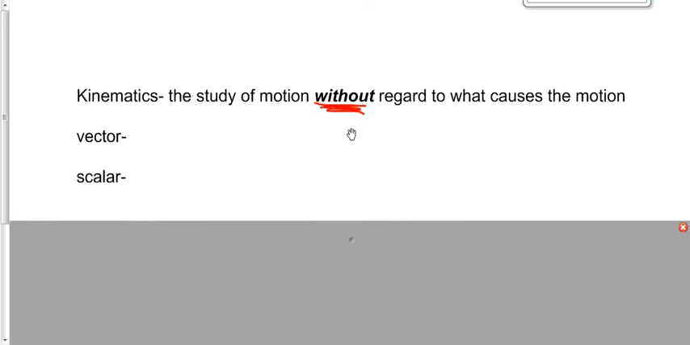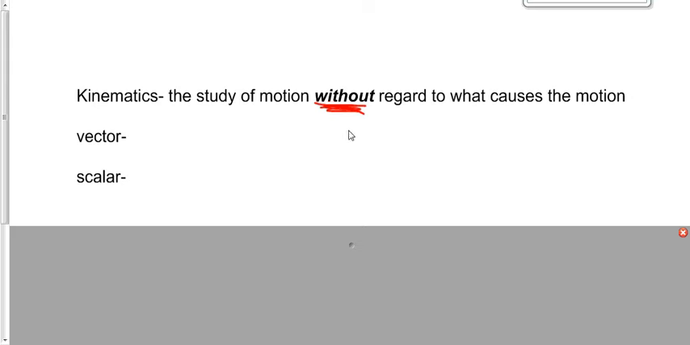Before we get heavy into kinematics, we have to refresh your memory on a couple of terms that you would have done in Science 10 called vectors and scalars. Who knows the difference between a vector and a scalar? You remember hearing those terms at least? Anybody think they know what the difference is? If you're wrong, that's okay.